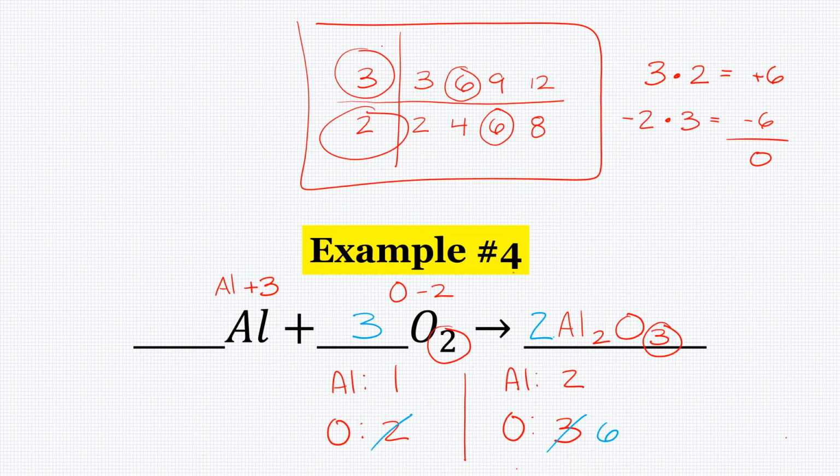Okay. So on the product side, I now have 6 oxygens. On the reactant side, I now have 6 oxygens. But when I put this 2 in front here, now I have 4 aluminums. So to get 4 aluminums on the reactant side, I'm going to put a 4 in front of my aluminum here to balance this out. Okay, so our final answer, written a little cleaner, is 4Al + 3O2 → 2Al2O3.